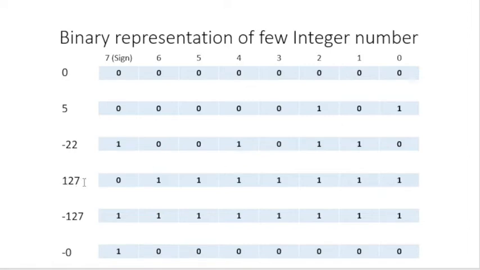Similarly, 127, that is the max that can be stored. So it is 0 for sign bit and all other bits are 1. Similarly, minus 127, sign bit is 1 and all other bits are 1. Similarly, for minus 0, sign bit is 1, all other bits are 0. Remember, this is binary representation only. This is not how it is stored. Positive numbers are stored as is, as their binary representation. But for negative numbers, it's going to be different. We'll come to that in the next slide. We'll first see how 2's complement is performed.